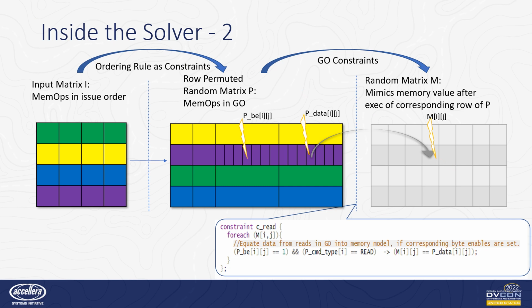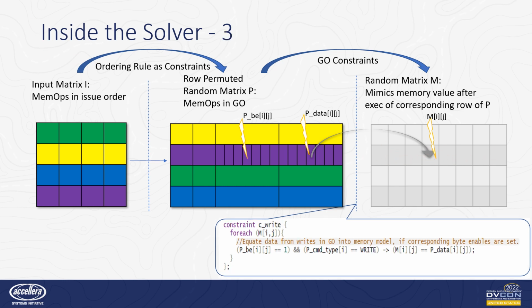consecutive rows of M. The first set of constraints, which is shown here, is saying that if row i of P is a read, then the read data is the same as the memory matrix data for that row. The second constraint is saying that if row i of P is a write, and let's say a particular byte j has byte enable 1, then equate the corresponding data byte j to the corresponding byte in M, and do that for all j's. And this is what's shown here.